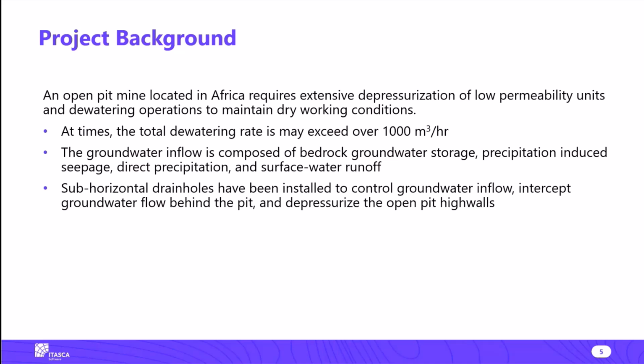To mitigate this excess water, the mine has installed sub-horizontal drain holes and dewatering wells to control groundwater inflow, intercept groundwater flow behind the pit, and depressurize the open pit wall. Additionally, the site uses drain holes in low permeability units to reduce water levels to meet geotechnical targets.